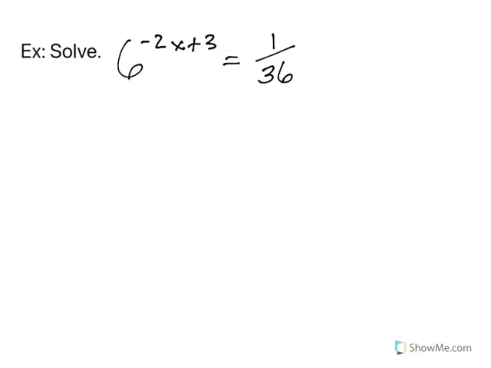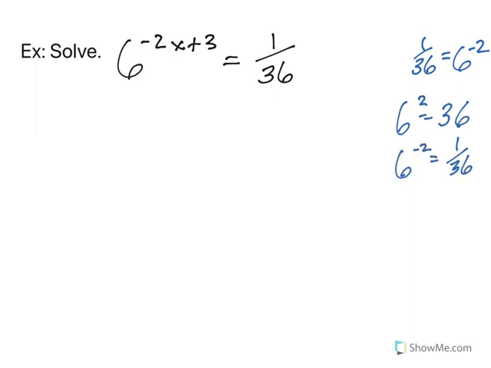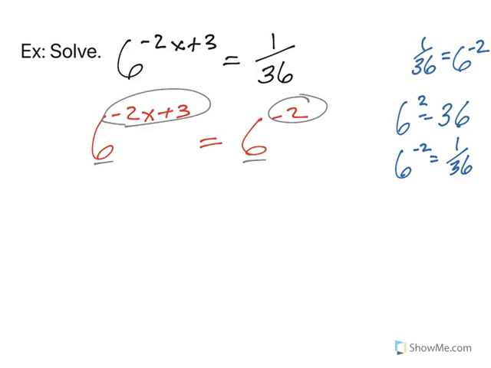And let's just do one more. You'll notice here the 1/36th. That's the same as 6 to the negative second. If you can recognize that 6 squared is 36, that means 6 to the negative second is 1/36 by definition of negative exponents. So let's go ahead and rewrite this. I keep my 6 to the negative 2x plus 3 on the left, and my 1/36 on the right, I replace with 6 to the negative second. Now I have bases of 6 on both sides, so I set my exponents equal.